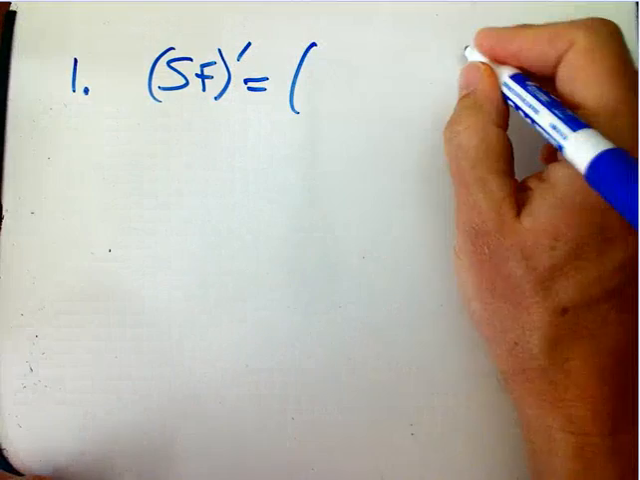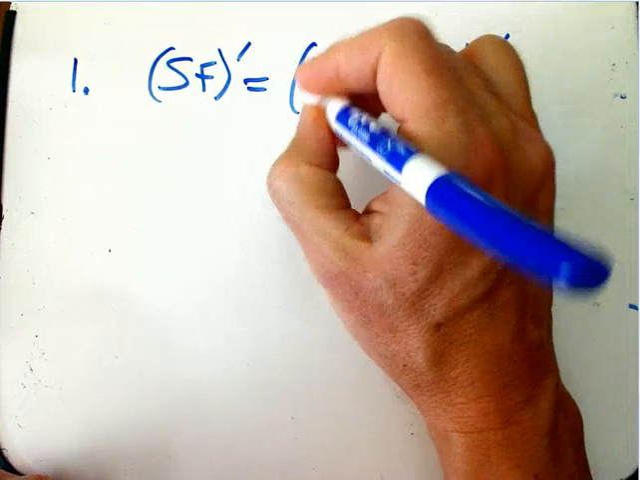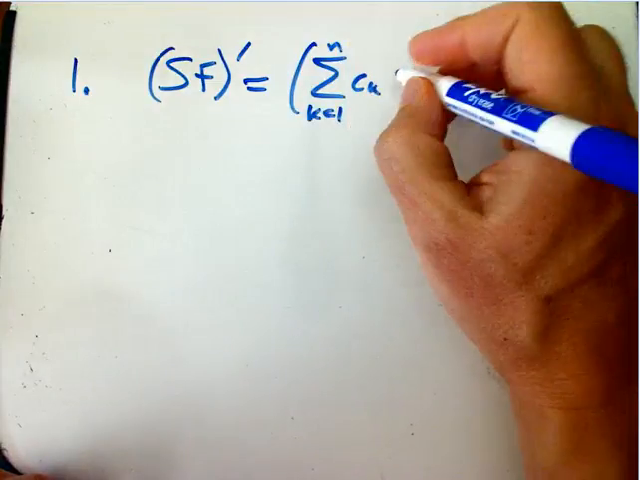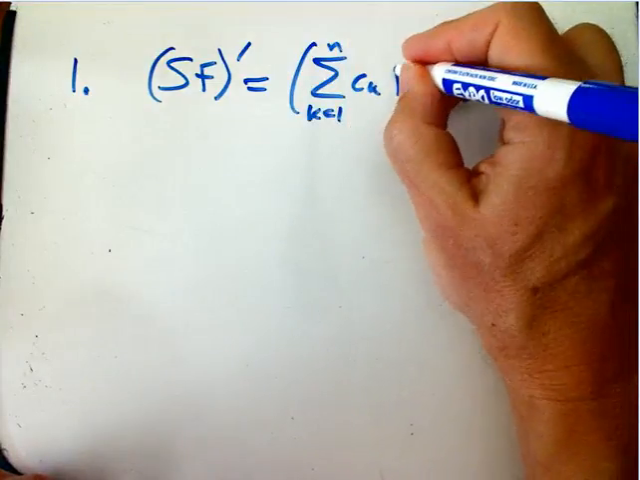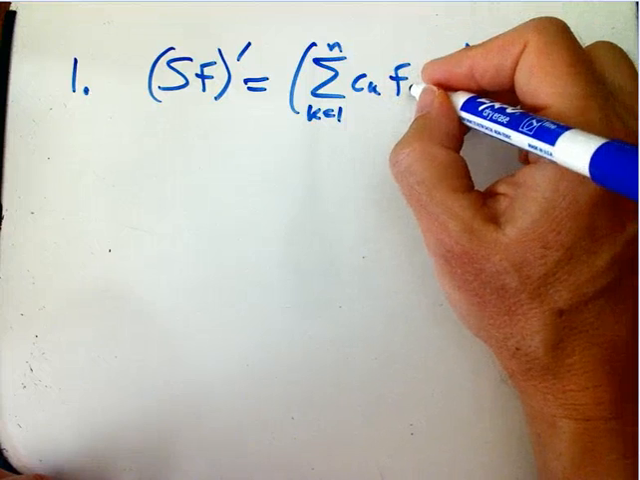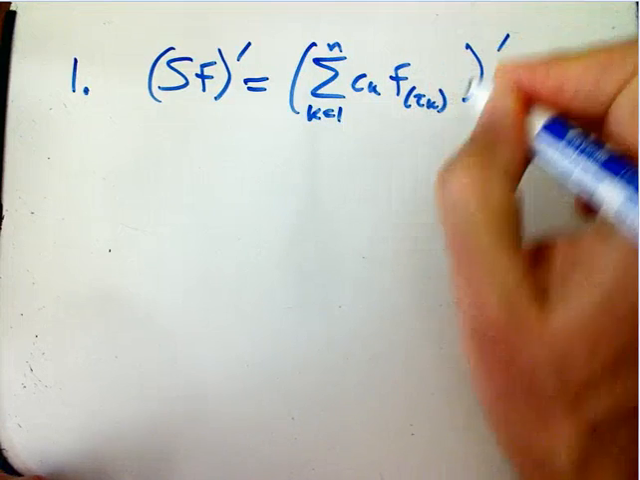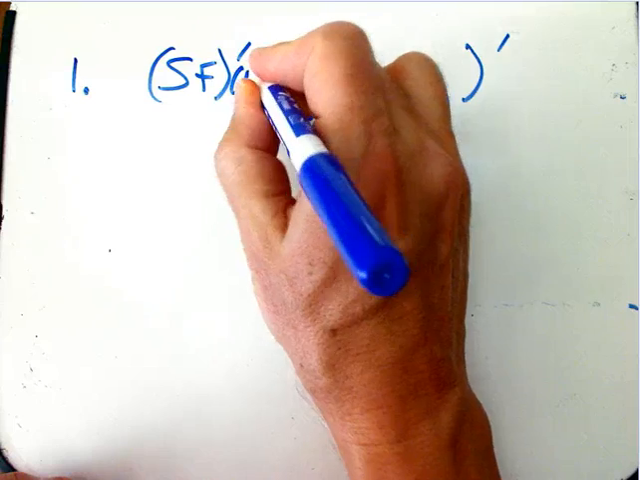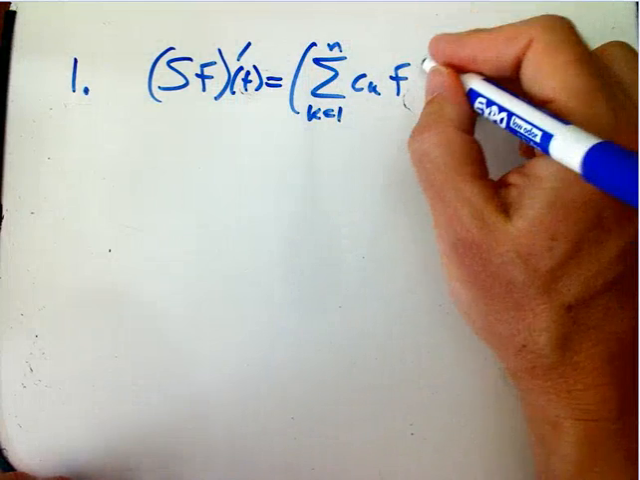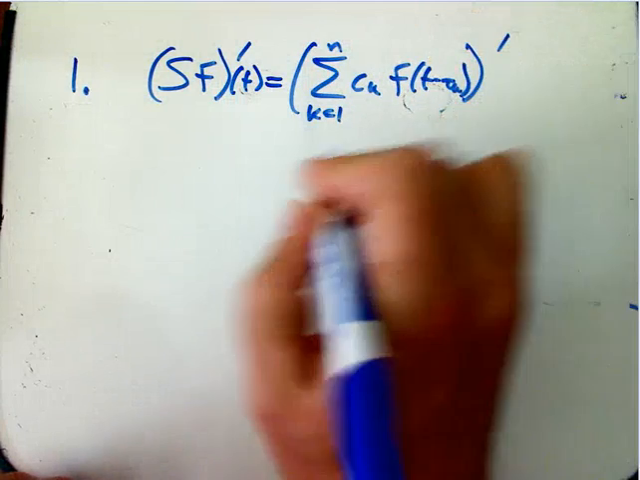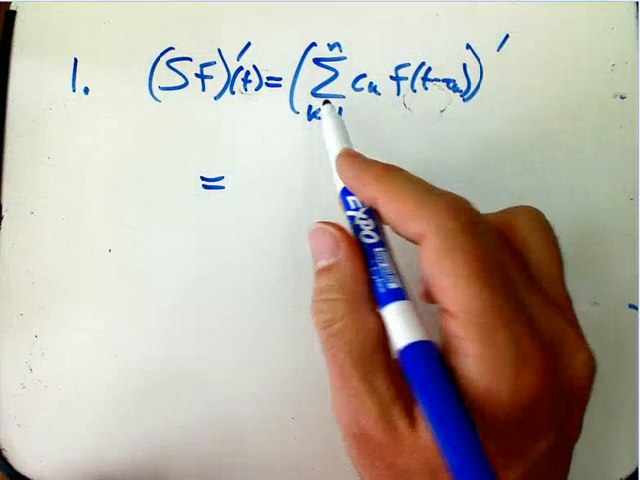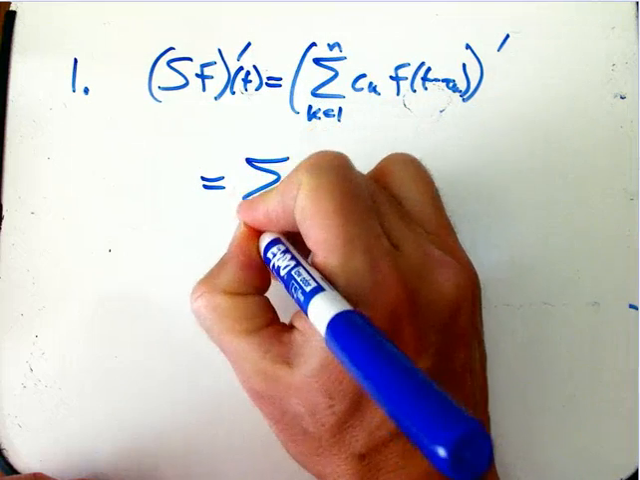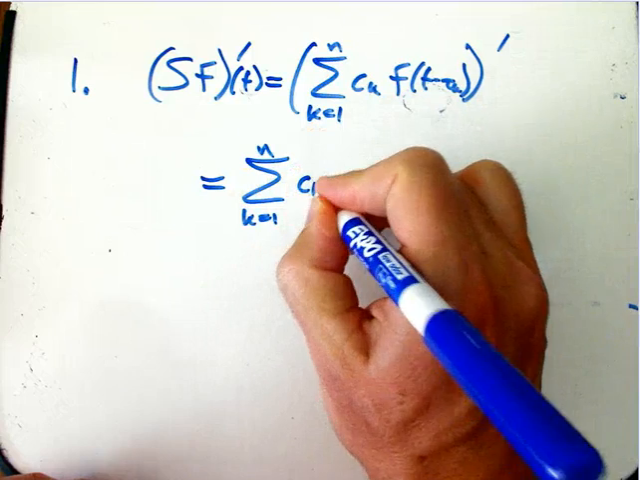So this is the derivative of the sum of some coefficients, so a linear combination of derivatives. Let me go ahead and put in the t, and so this is just f of t minus tau k. Well, the derivative of the sum is the sum of the derivatives, and the constants come out. That's huge. That's a linearity principle. The linearity of the derivative.